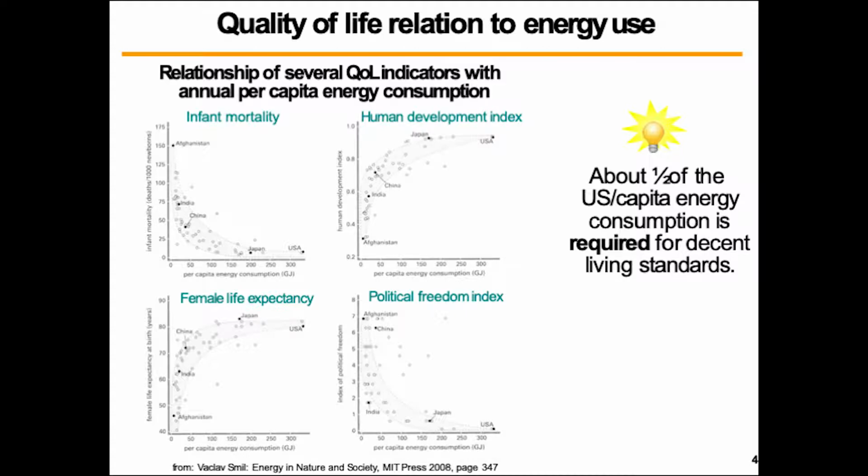The point is that, according to all these plots, if the energy consumption goes down, the life quality worsens. And you can see that if you are at 1/2 of current US energy consumption, life is still reasonable, right? If you drop much below that, it gets bad very quickly. So we can recognize that this amount of energy consumption appears to be required for decent living standards, no matter where you are.